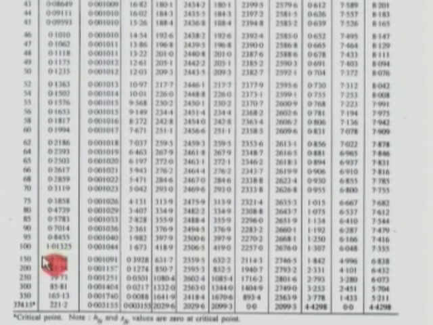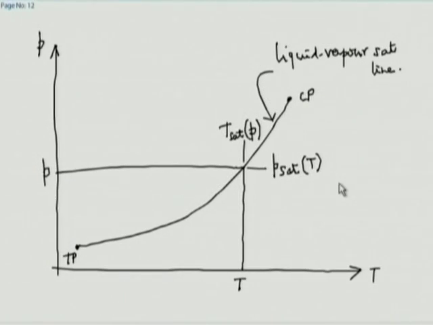After that, the tabulation is a bit crude, only about every 50 degree C, till you come to the last point, which is 374.15 degree C, a pressure of 221.2 bar. This is the point at which the table ends. Why does it end there? That we will see soon. Now, this is the table where you have pressure given temperature. So, given temperature, the saturation pressure is found from table 1. This is the information about the liquid vapor saturation line.